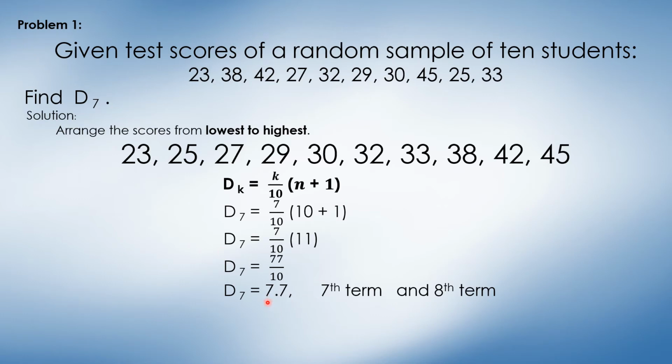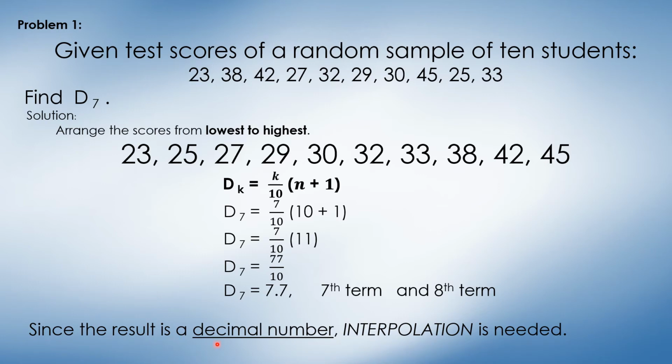So again, our answer is in decimal form. So we need to find the 7th term, and the next to the 7th term is the 8th term. Since the result is a decimal number, interpolation is needed. So let us continue our solution for our example number 2. In here, we need to find the 7th term and the 8th term.